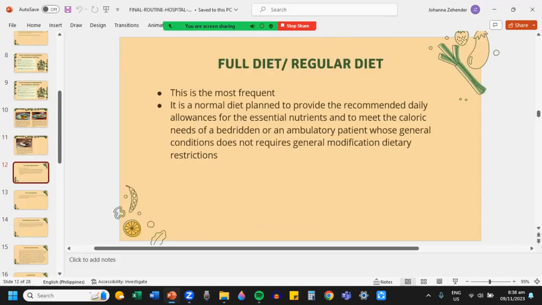Okay, so next we have full diet or the regular diet. So this is the most frequent type of diet that you will hear in the hospital. It is a normal diet plan to provide the recommended daily allowances for the essential nutrients and to meet the caloric needs of a bedridden or an ambulatory patient whose general condition does not require modification or dietary restrictions. Okay, so walang bawal dito. Wala masyadong restrictions for this patient.